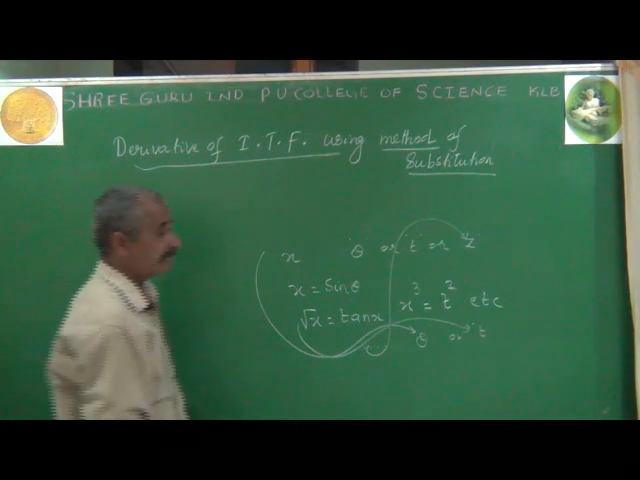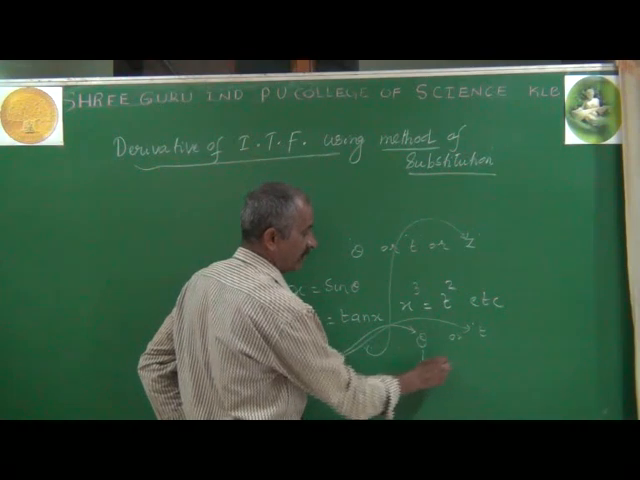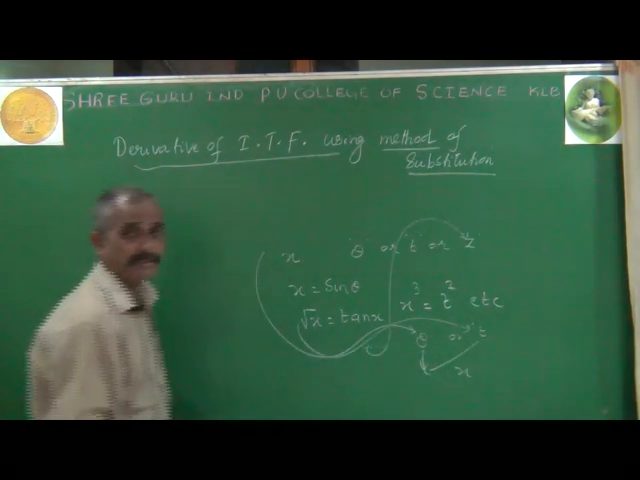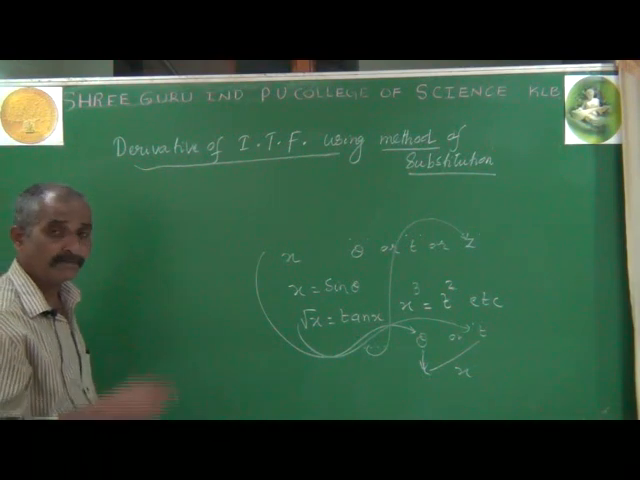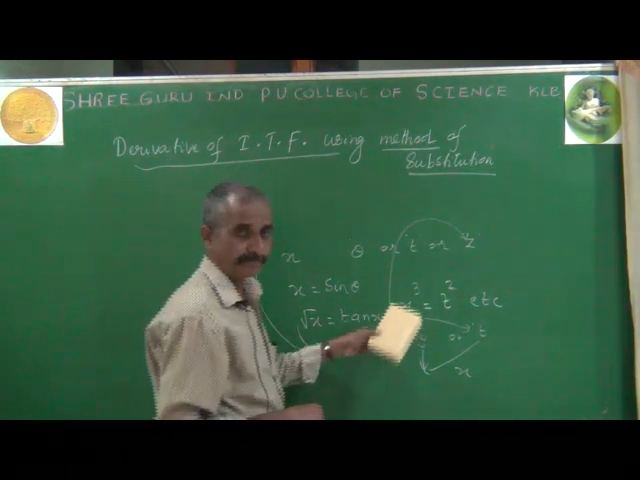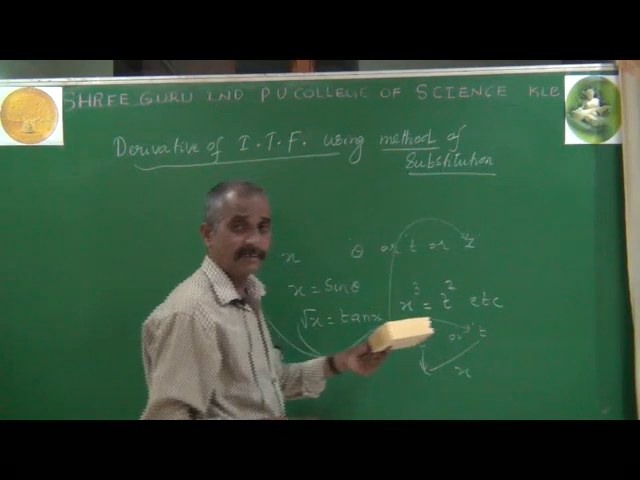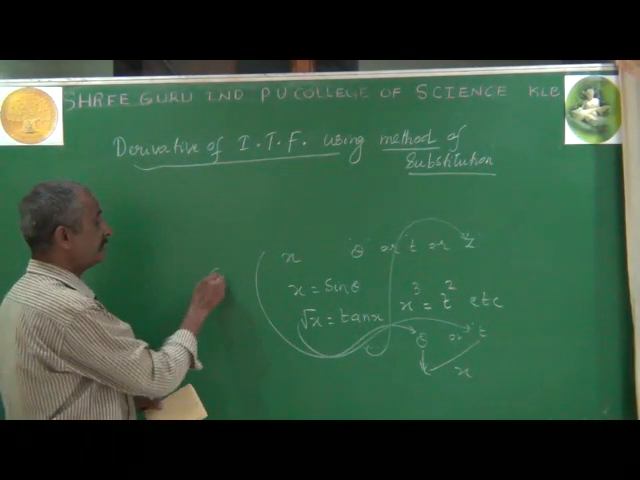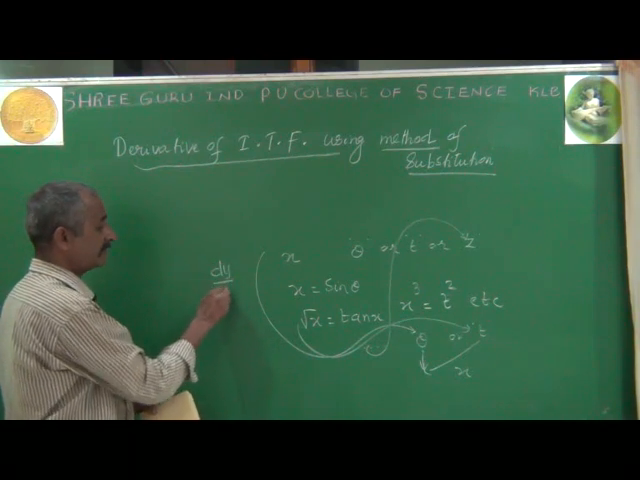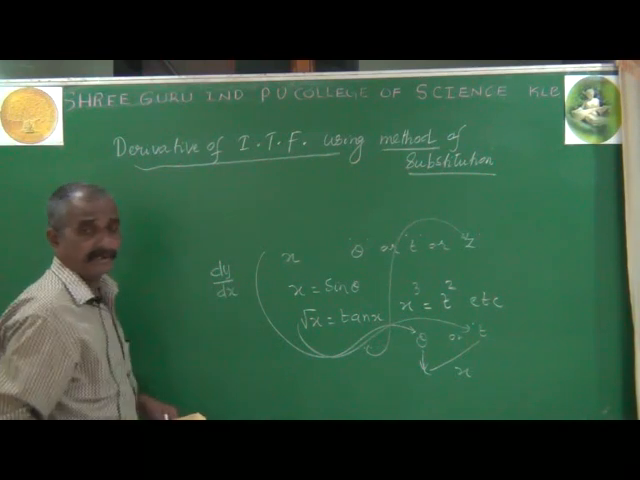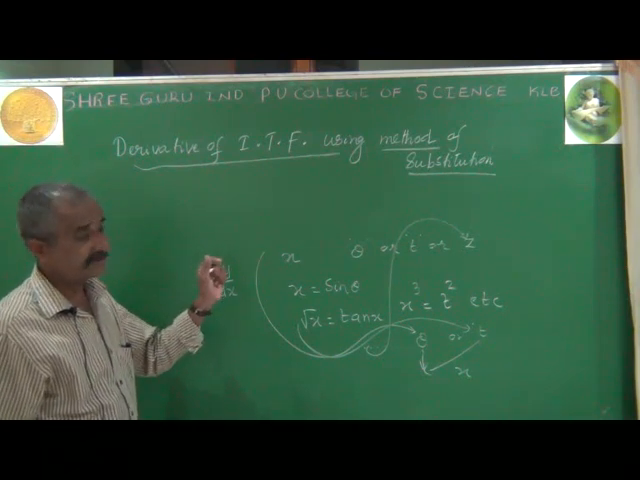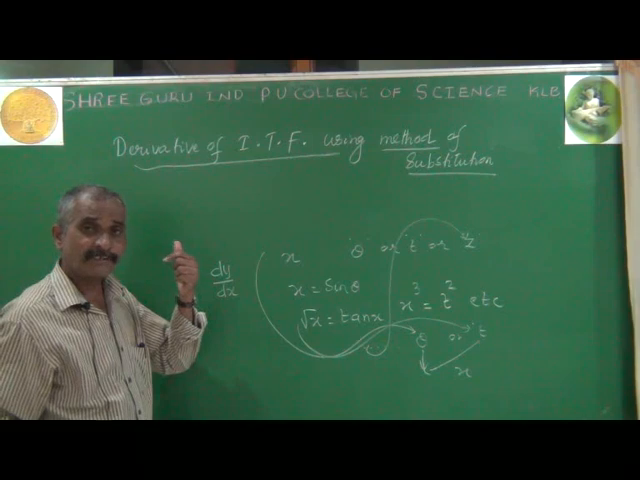After that, replace back the value of theta or t compulsorily in terms of x. That is essential. Replace back the value of theta or t or z in terms of x, and then finally find dy by dx. And one main advantage is that one can reduce the given expression into a very simple form.